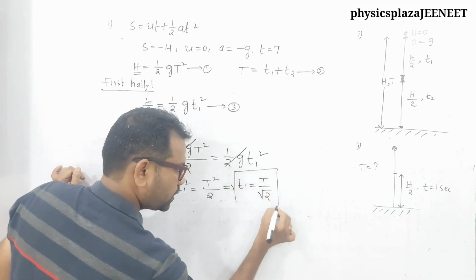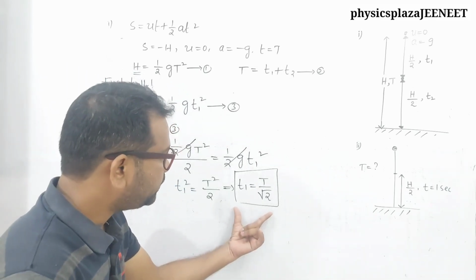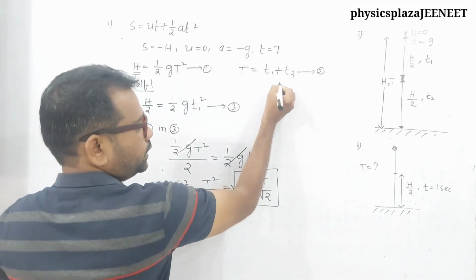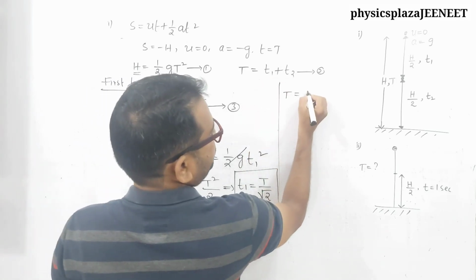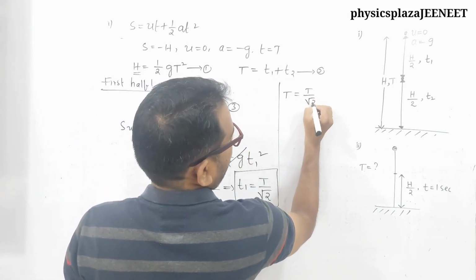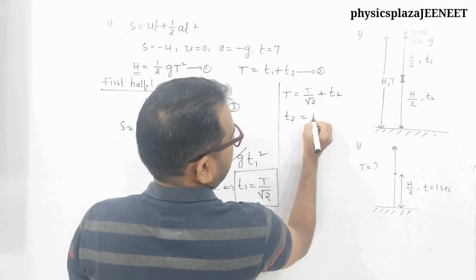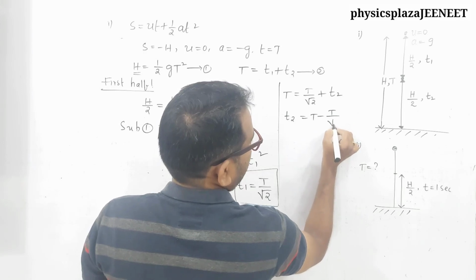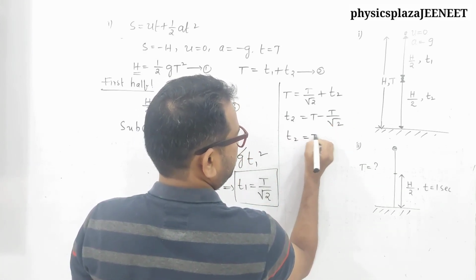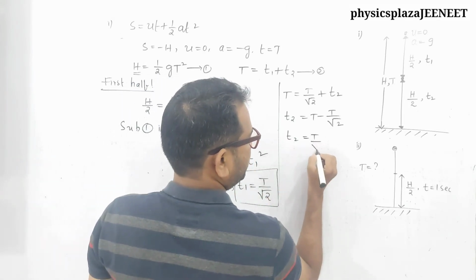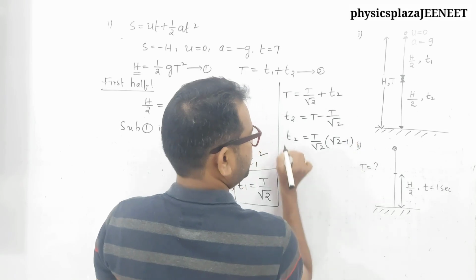So this is the time taken for the first half, but we want the second half, right? Yes, this t1 value you can substitute here. Then what will you get? t is equal to, here in the t1 place we are substituting t by root 2 plus t2. So t2 is equal to, children, t minus t by root 2. So here t2 is equal to t, you can take as common, or else t by root 2 you can take as common. So it will be root 2 minus 1.